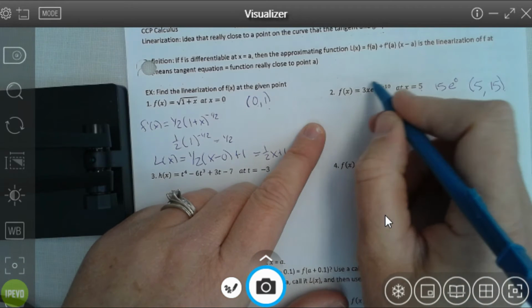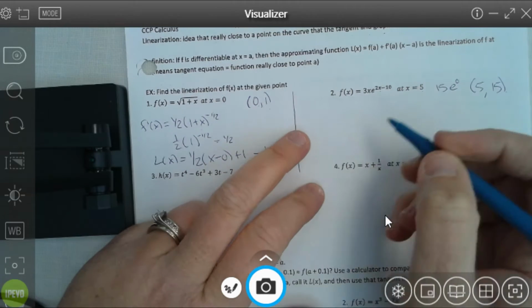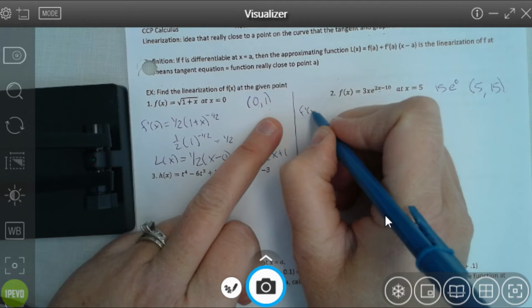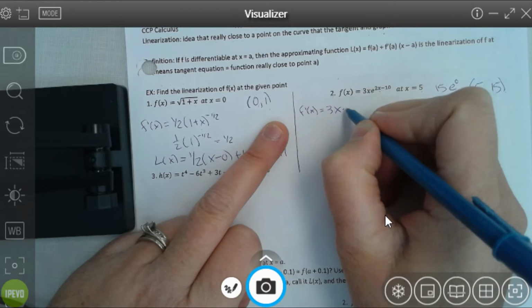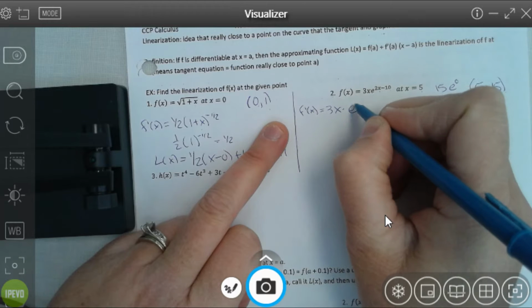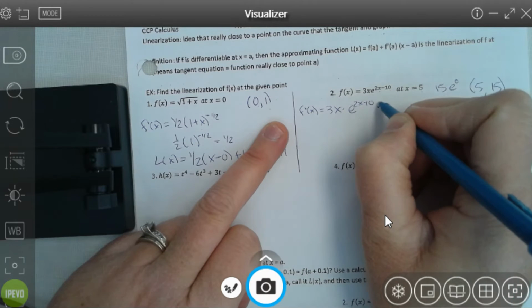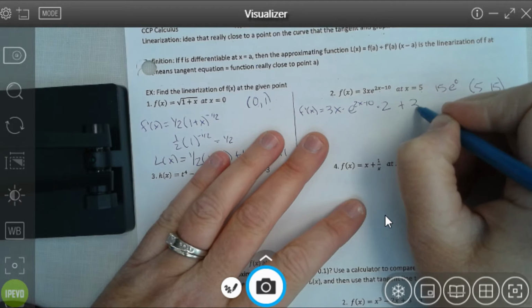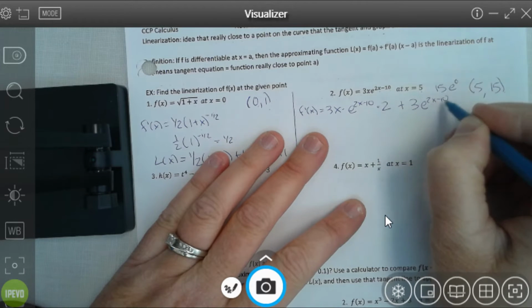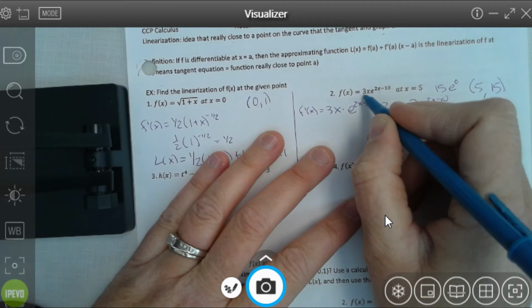And now when we take the derivative of this, it's going to be a product rule and a chain rule. Leave the first alone, times the derivative of the second. So remember the derivative of this is e to the 2x minus 10 times the derivative of the exponent, which is 2, plus leave the second alone times the derivative of the first. So this is the second alone, and the derivative of 3x is just the 3.